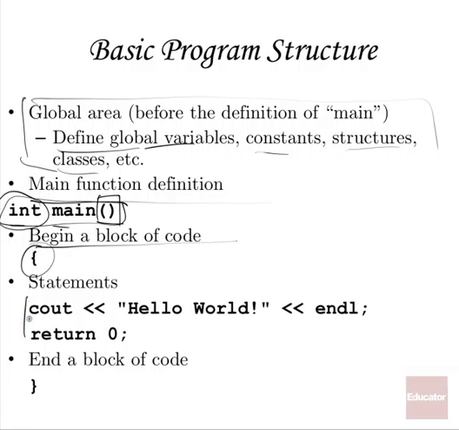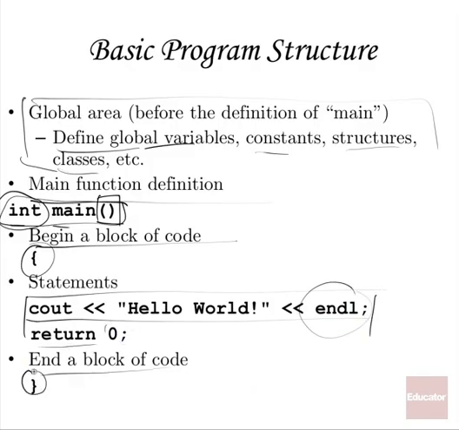Here's some statements. We just happen to have 2 statements in hello world. We've got our cout, say hello world, and end line, and return 0. And then we end the block of code. So there's your basic structure: your int main, begin the block of code, statements, end the block of code.